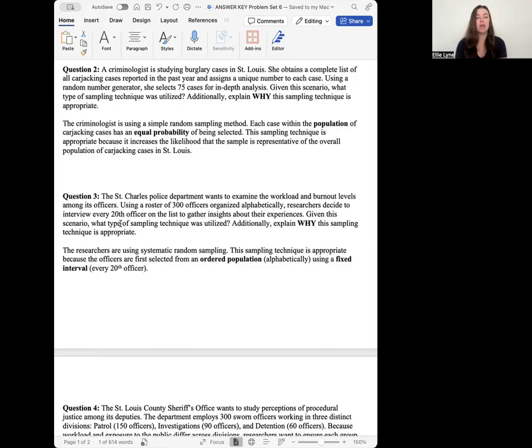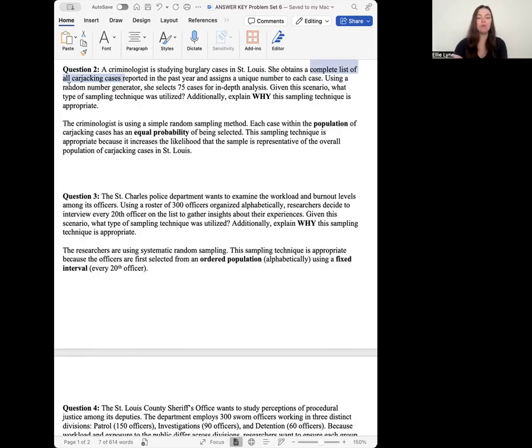So in this case, the criminologist is using a simple random sampling method. And we know this partially because of this section here. She's using a random number generator. She also has the complete list of all carjacking cases. And so in other words, she has the entire population at her disposal. But it doesn't make sense for her to do an in-depth analysis for all of these cases, right? It's not feasible and it's not efficient to do that.